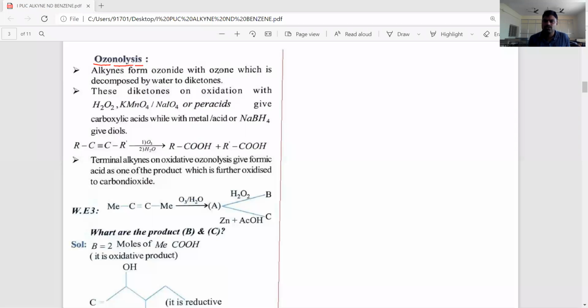After the addition of ozone to the alkyne, we have to do hydrolysis in the presence of zinc metal. So ozonolysis is of two types: one is reductive ozonolysis, the second is oxidative ozonolysis. For example, take any alkyne, R-C triple bond C-R. This alkyne first reacts with ozone, and then we get the ozonide.